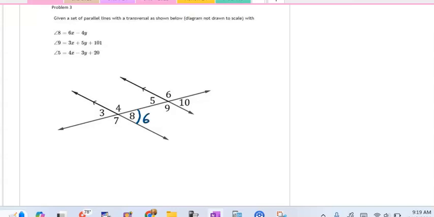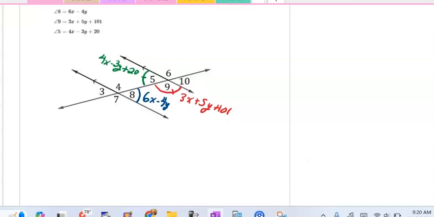So angle 8 is 6x minus 4y. Angle 9 is 3x plus 5y plus 101. And angle 5, that I'm marking in green, is 4x minus 3y plus 20. And the first thing you should realize is a couple relationships exist.